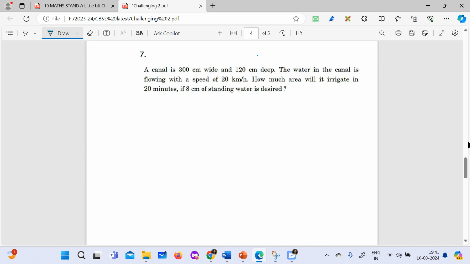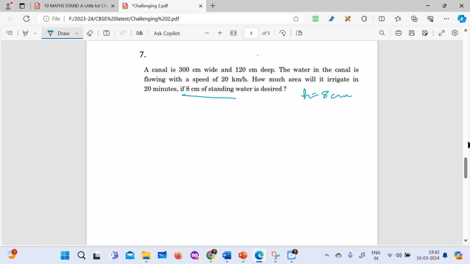A canal is 300 centimeter wide and 120 centimeter deep. The water in the canal is flowing with a speed of 20 kilometer per hour. How much area will it irrigate in 20 minutes if 8 centimeter of standing water is desired? So when it says 8 centimeter of standing water is desired, 8 centimeter is nothing but here it refers to the height.